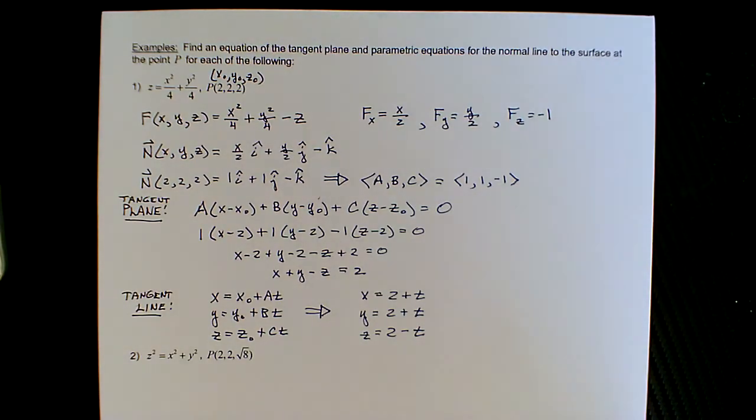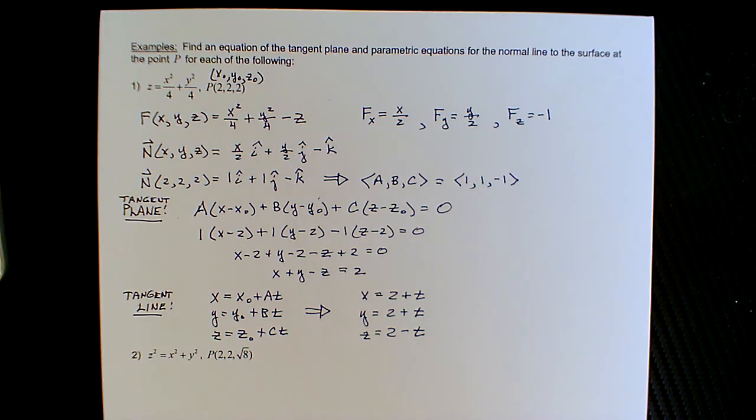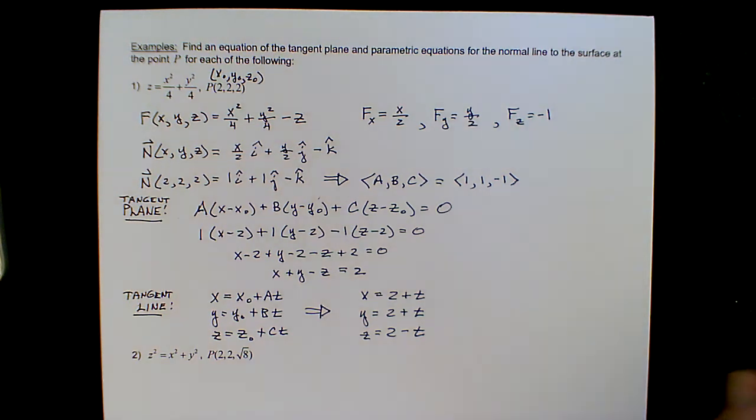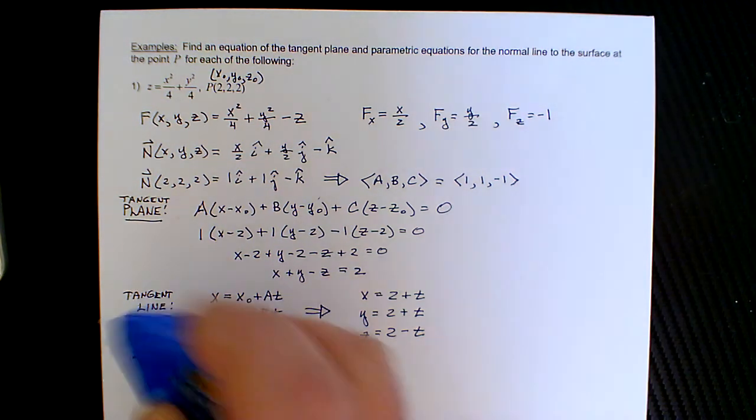Hello everyone. This is section 14.7, Normal Lines and Tangent Planes, part 2. Last time we left off with this example where we saw how to find the tangent plane and the tangent line, or I should say, the normal line.